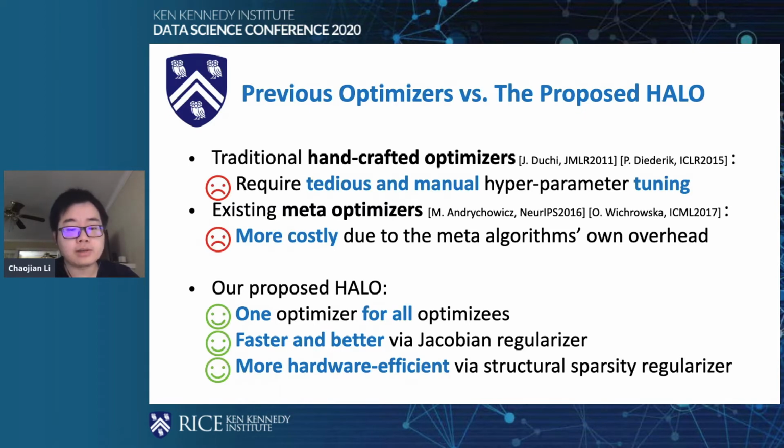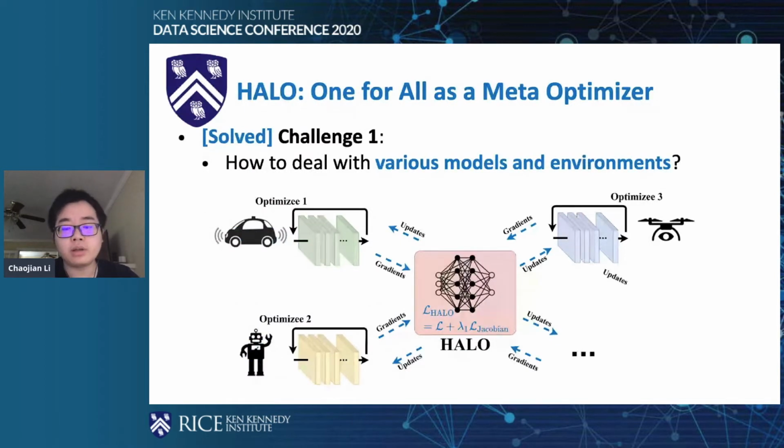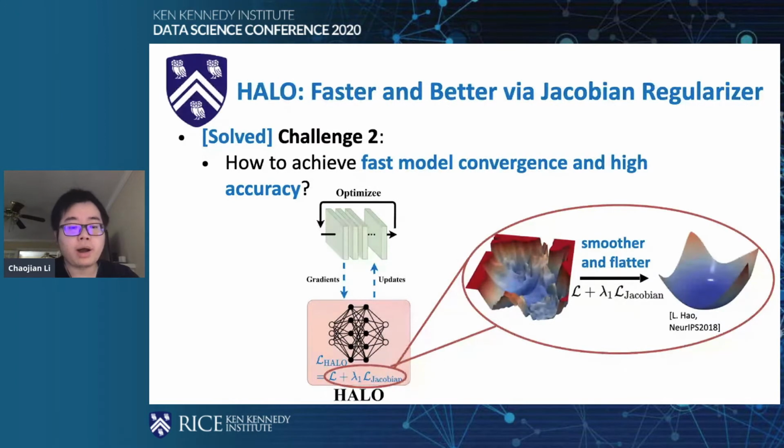As a neural optimizer, HELLO has a one-for-all generalization capability, which means it can work with different models and environments without tuning. In this way, challenge 1 on how to deal with various models and environments could be solved. To solve challenge 2 about how to achieve faster model convergence and high accuracy, we propose a powerful regularizer called the Jacobian regularizer, which encourages the optimization landscape to be smoother and flatter. Intuitively, such a landscape helps HELLO to explore faster and more widely in a neighborhood, which favors our goal of faster and better.